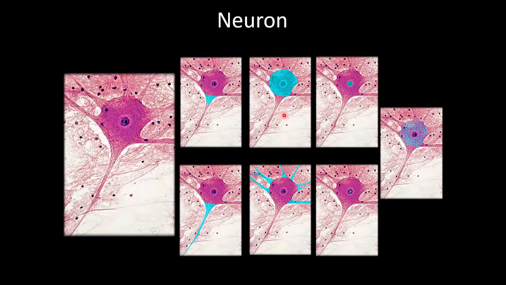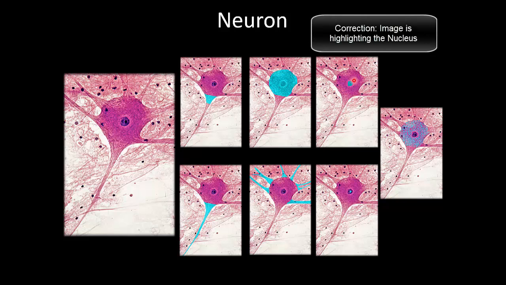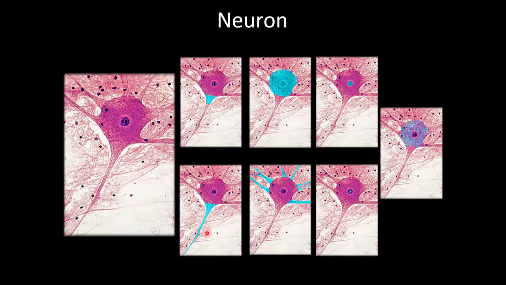What is this image highlighting? So this is highlighting the soma or the cell body, okay, where the neuron processes information. Next, what is this highlighting? So this is highlighting the nucleus, okay, which houses DNA. What is this highlighting? This is highlighting the axon, where you have the output of information.